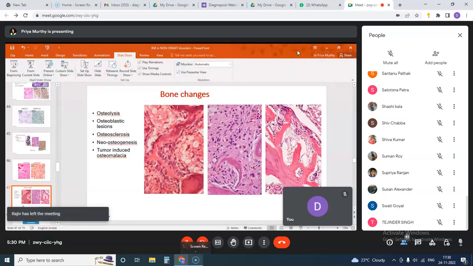There could be osteoblastic lesions, usually seen more in cases of breast and prostate malignancies. Osteosclerosis is also seen where there is new bone formation over here. In all these cases, you see new bone formation. There is deposition of new bone on the existing endosteal surface, or there could be small bony spicules within the marrow spaces. That is new osteogenesis. And there could be tumor-induced osteomalacia as well. So metastasis is a very important feature you can pick up by studying bone marrow biopsies.